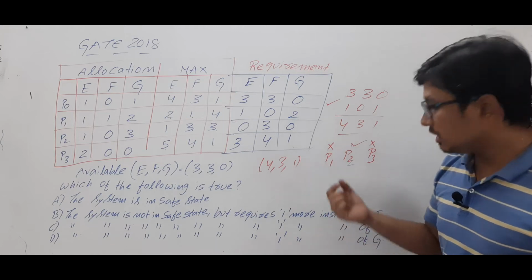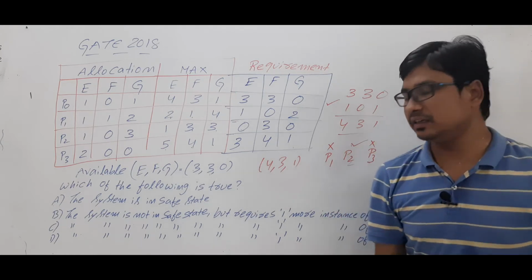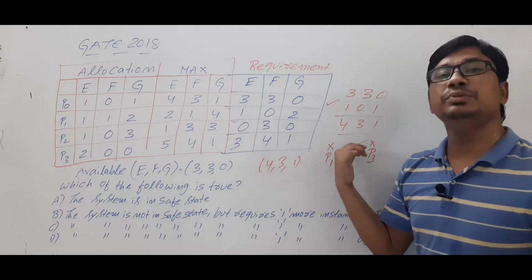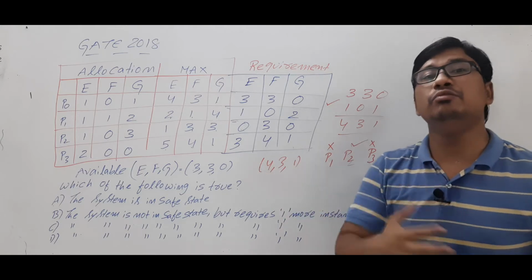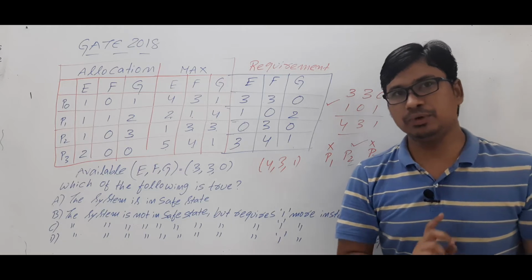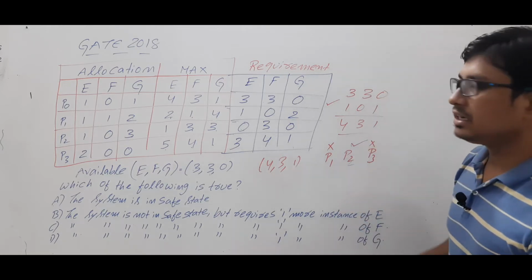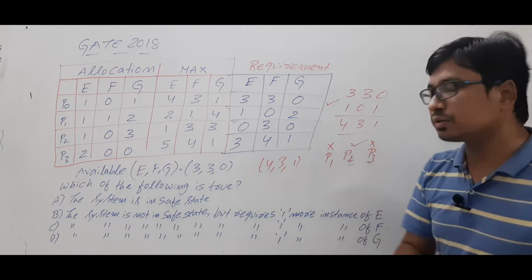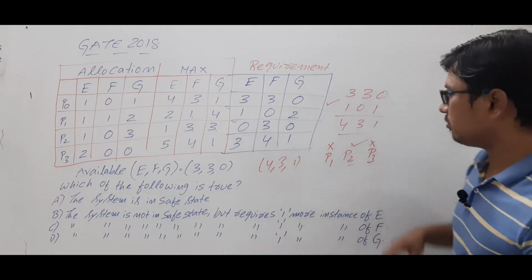Let's consider, just I am telling, even if we cannot satisfy the P2 requirement with this availability, then we will say that the system is not in a safe state. Is it clear? I hope you are able to understand. However, currently we are able to satisfy the P2 requirement.